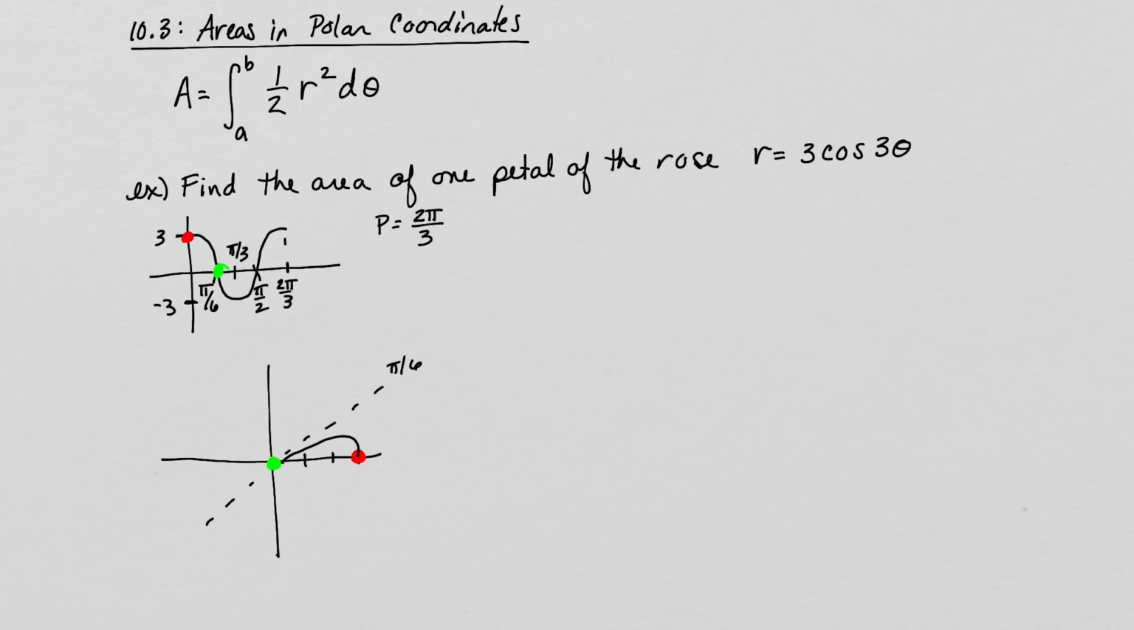So this area right here, that's half of a petal, right? Eventually the petal will come back around and form the other half. So we can use some symmetry laws to help us out here, right? So it's half of the petal. We could find the area of half the petal and then just double it, right? So we're going to find the area of half the petal. Does that make sense so far?